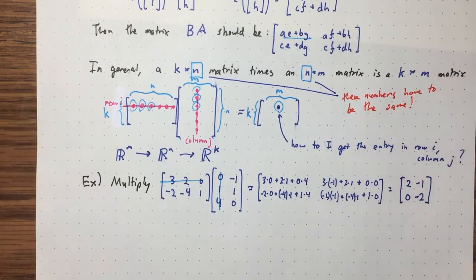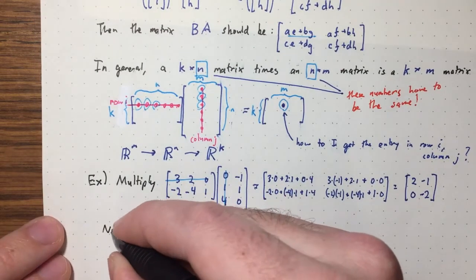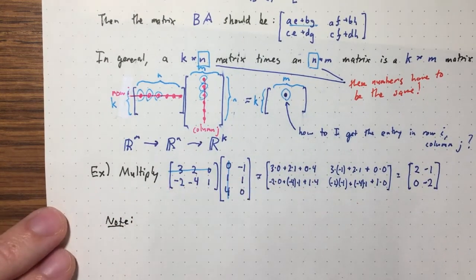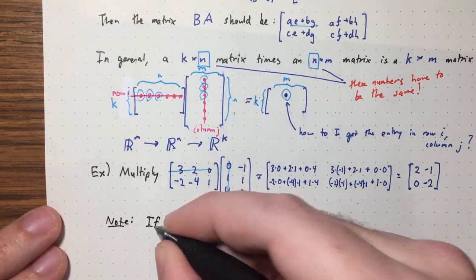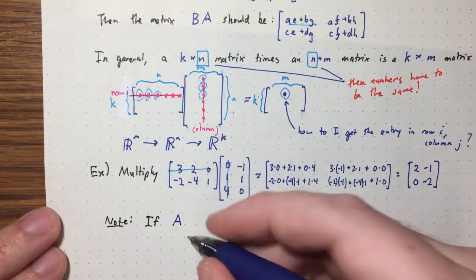If they're not the same, you can't multiply the matrices. It's not even defined, right? But I want you to note something, which is that this does not maybe work the way you'd expect it to work. There are several weird things going on.